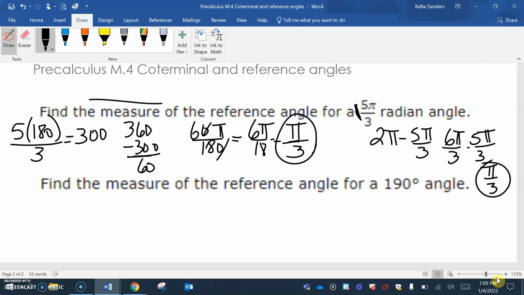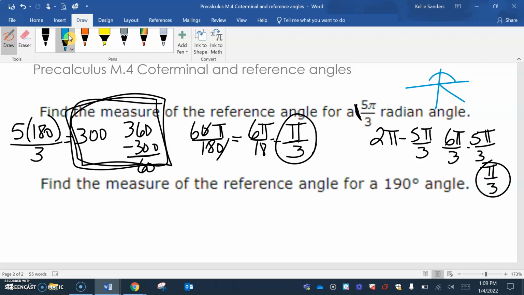But this makes more sense to everybody because 300 is right here. And remember, the reference angle always goes to the x-axis. And so how much is that? It's 60. And pi over 3 is the same thing as 60.